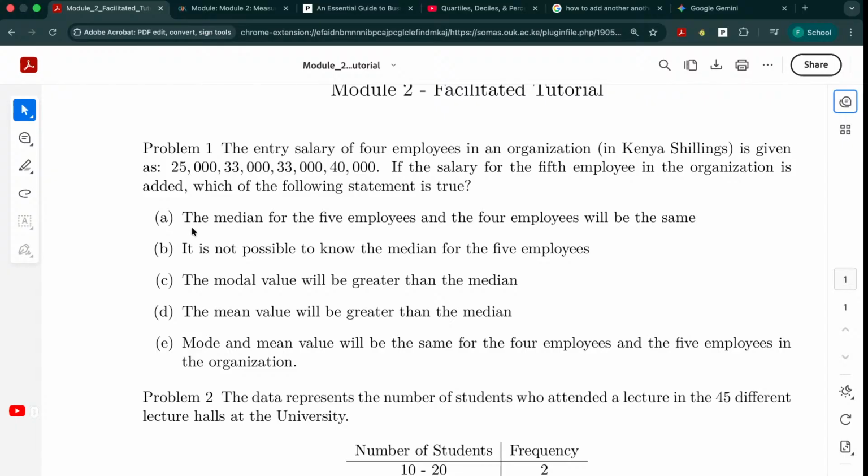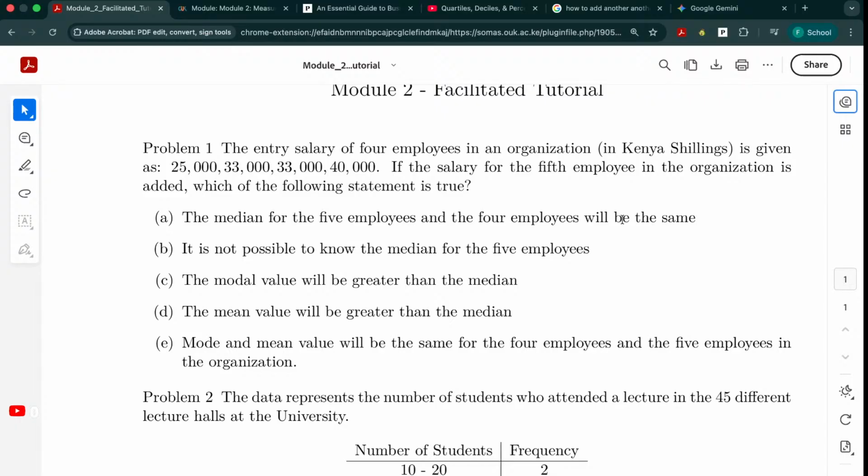So for option A, I chose that the median for 5 employees and the median for 4 employees will be the same. I said that is false because we don't know the true value of employee number 5. If he has a huge salary, maybe he will push up the median. That's my kind of thinking.